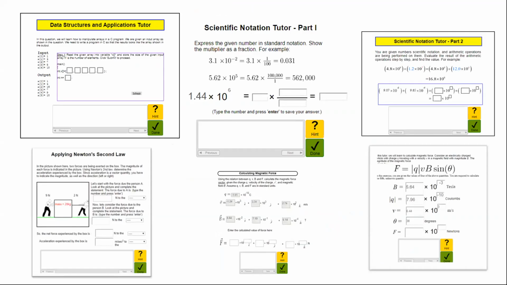We have also made other tutors. This is the data structures and applications tutor that we made for teaching computer science. And then we made other tutors to explain scientific notation to students, how to express numbers in scientific notation. The same thing, scientific notation here, calculating magnetic force.